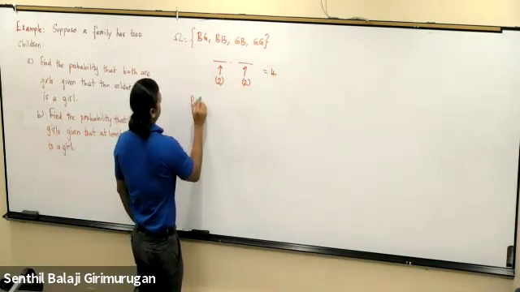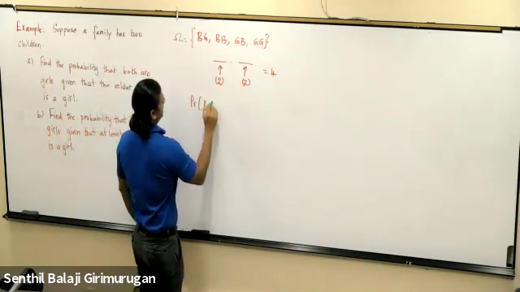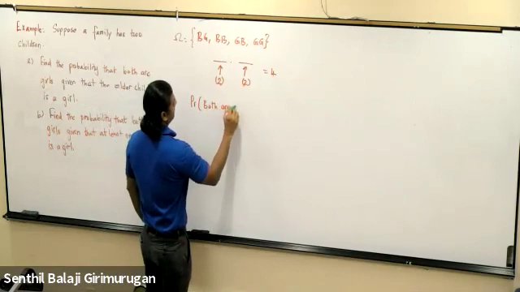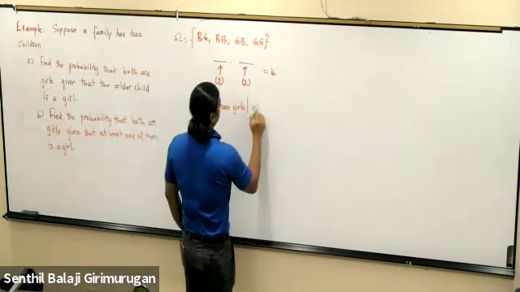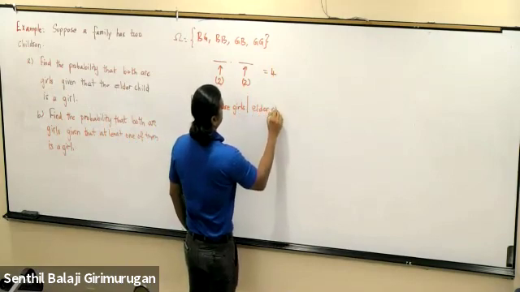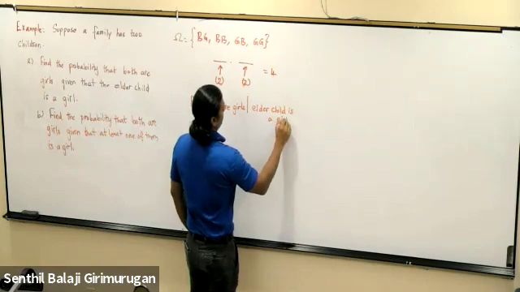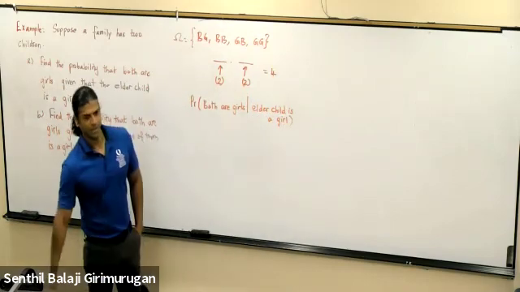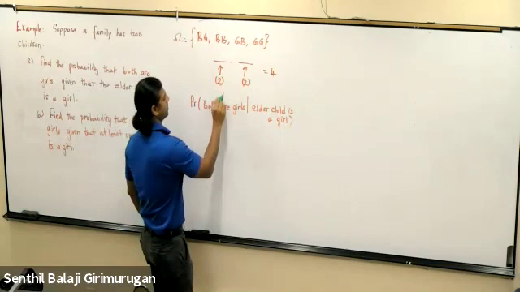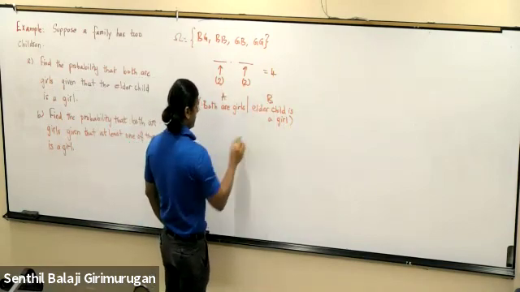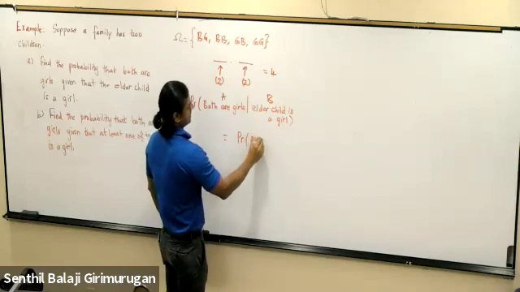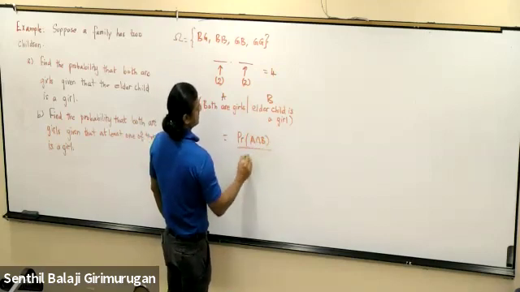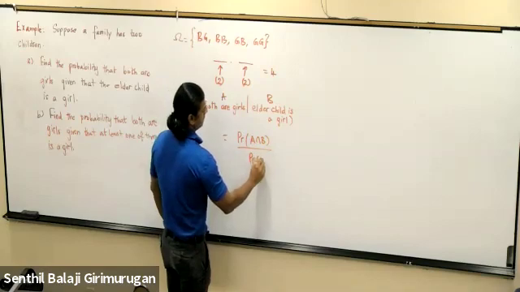So, probability that both are girls, given the elder child is a girl. I could call that A, I could call that B. Probability of A intersect B divided by the probability of B.